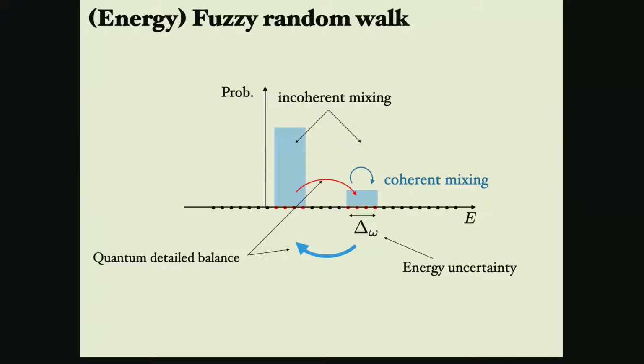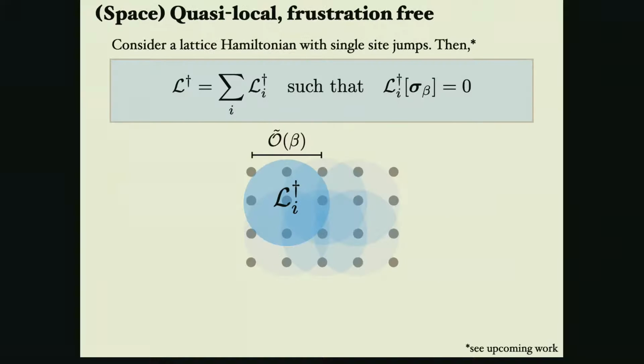So this is just intended to be very intuitive. If you look at our generator in the space domain, it's actually very nice. Let's consider a lattice Hamiltonian with single-site jumps. Then our algorithm simplifies to a sum of local terms, each of which individually fixes the Gibbs state, while at the same time they're all local. And the size of these jumps is just beta.